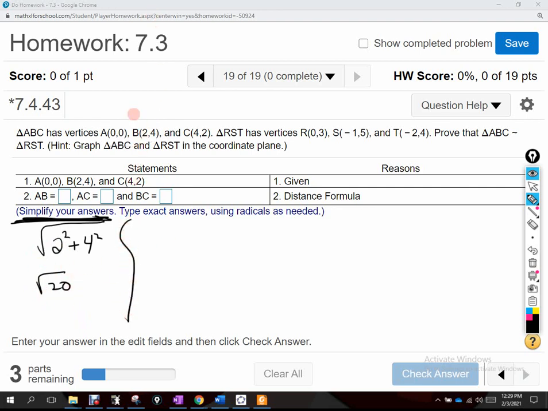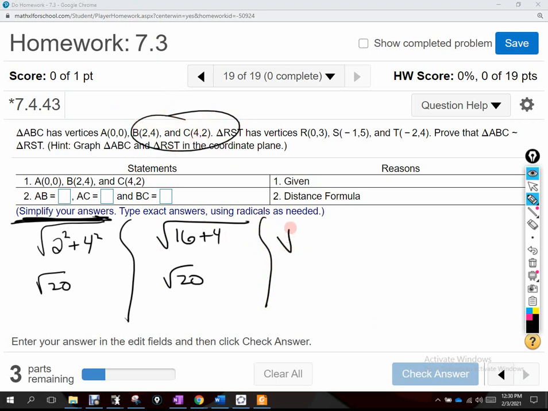Let's find AC real quick. So A to C, I subtract my x's, gives me 4, square that, gives me 16. Take my y's, subtract those, square it, gives me 4. So again, I get another radical 20. So that right there tells me that this triangle is isosceles, right? 2 distances that are the same. And then let's find BC. So BC, the x is 4 minus 2 gives me 2, squared is 4. And then subtract my y's, 4 minus 2 again is 2, squared is 4. So I get radical 8.